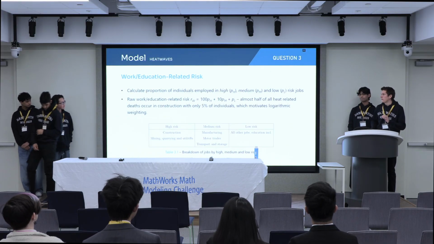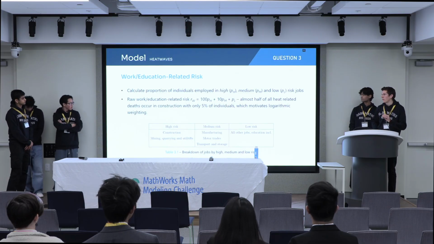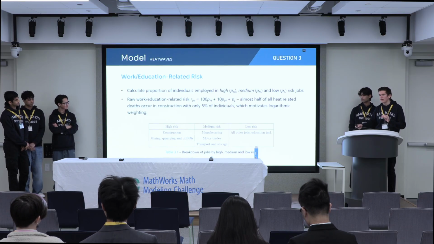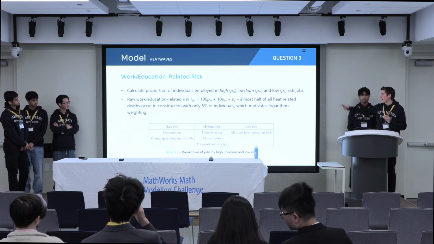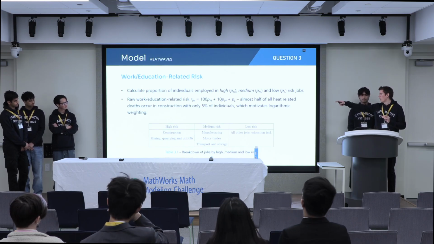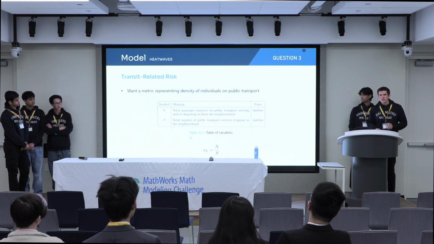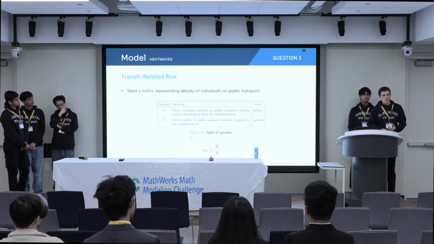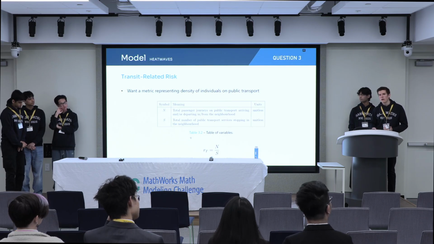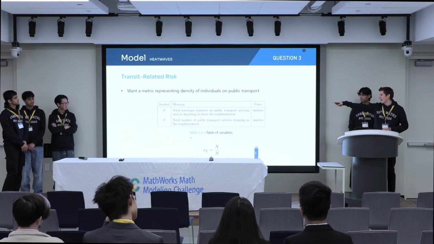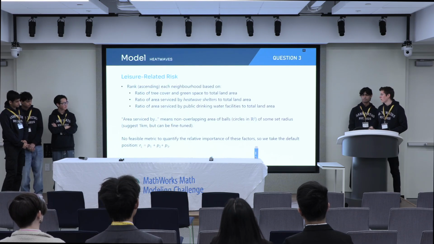Okay, so on to the heatwave related stuff. First we have the work and education risk. We split jobs here into high risk, medium risk, and low risk with respect to heat waves, and we weight them 100, 10, 1 logarithmically. There's some justification there. Then for transit-related risk, we wanted to encapsulate the density of individuals on transport, because the denser, the warmer, and the warmer, the higher the risk of heat stroke, etc. And this ratio here, you can see N and S, how they're defined, encapsulates that.